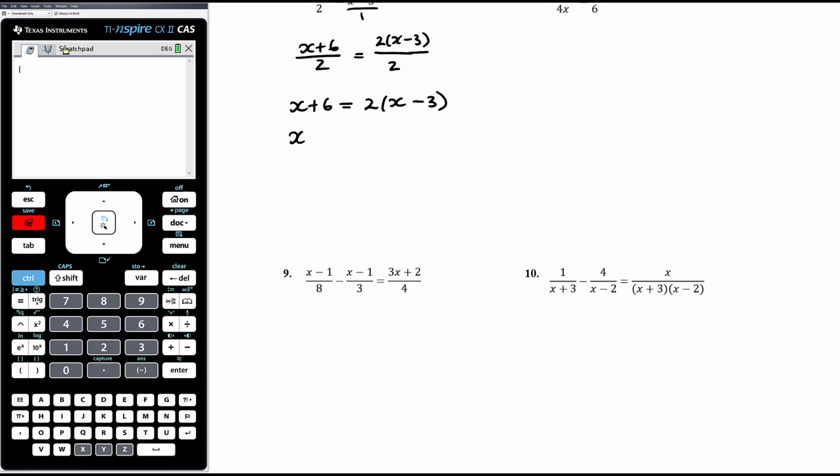Alright, so expanding out the right hand side, x plus 6 equals 2x minus 6. I'm going to subtract x from both sides, 6 equals x minus 6. And I'm going to add 6 to both sides. You might have done that in one step if you want. So it's going to be 12 equals x. So I'm going to write it as x equals 12.